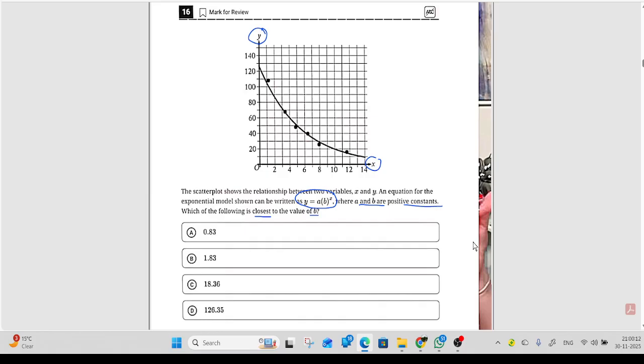So the equation is y is equal to a times b to the power x. As you can see, the graph is showing exponential decay. It is going downward. So for an exponential function to represent decay, the base b must be greater than 0 but less than 1. Basically, if you look at the options, this value is between 0 and 1. So this option is correct.